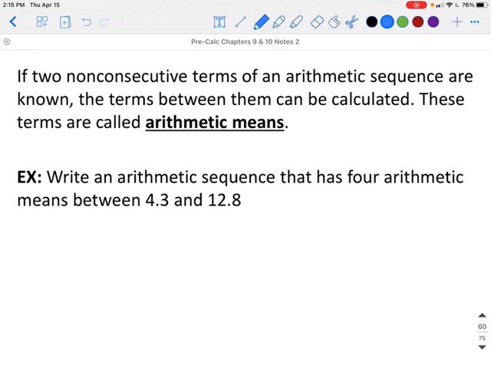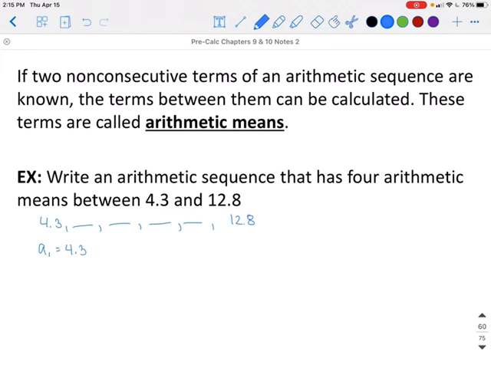If two non-consecutive terms of an arithmetic sequence are known, the terms between them can be calculated. These terms are called the arithmetic means. So we're going to write an arithmetic sequence that has 4 arithmetic means between 4.3 and 12.8. That means I have 4.3, I have 4 blanks, I don't know what they are, and then I have 12.8.